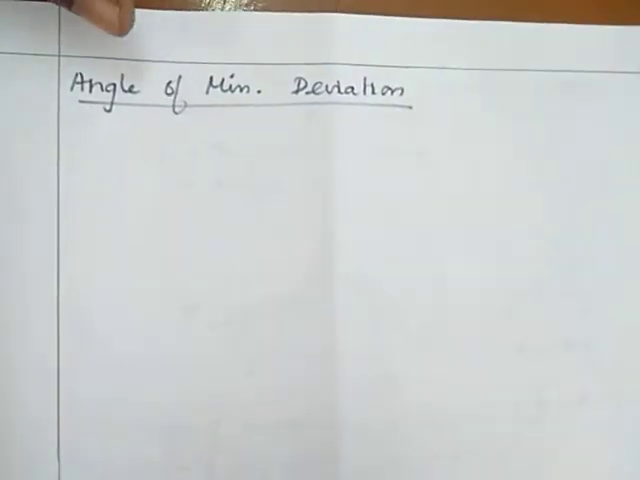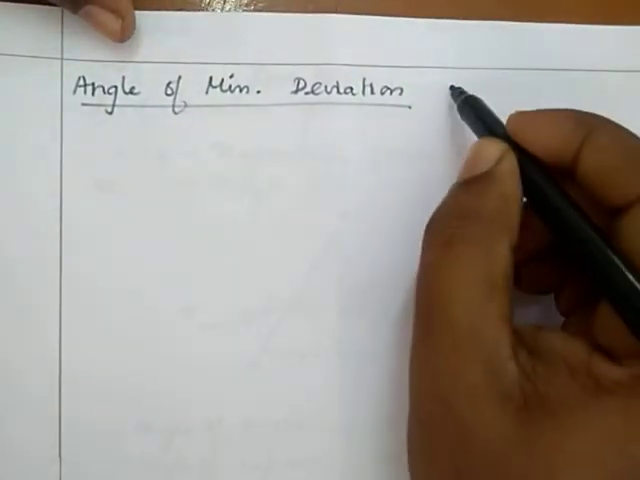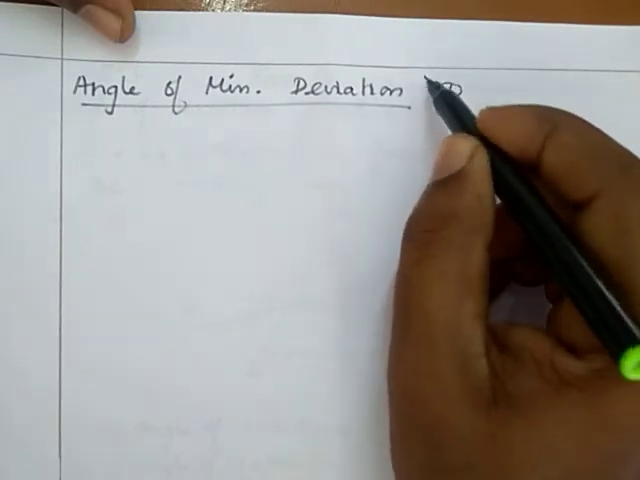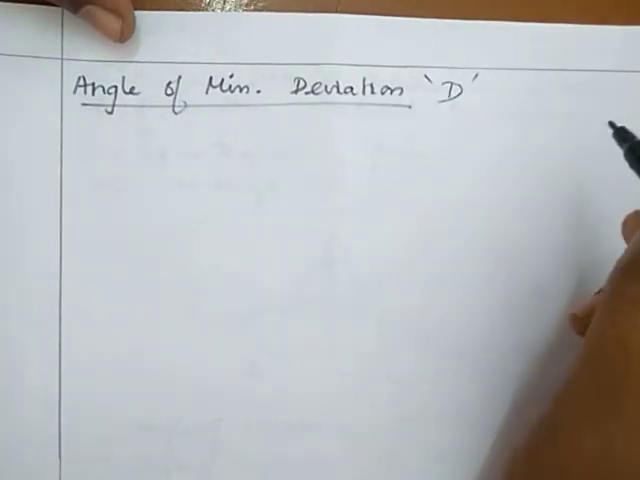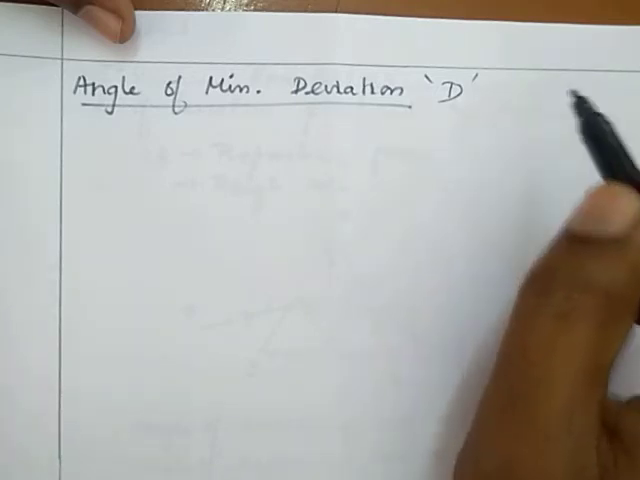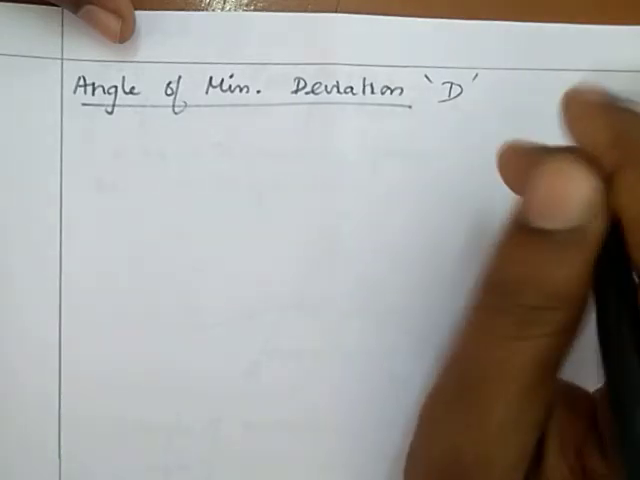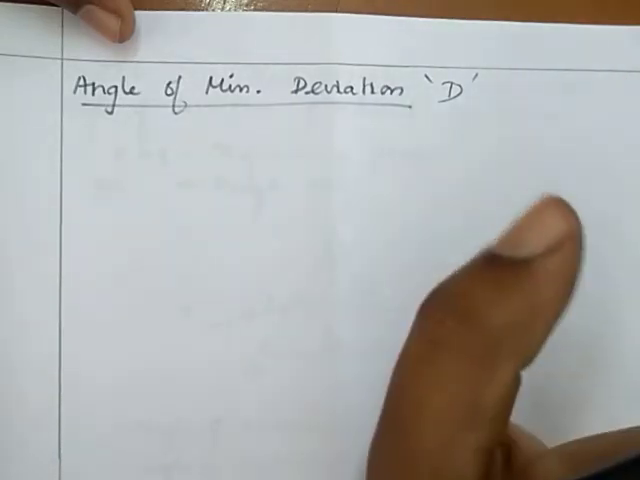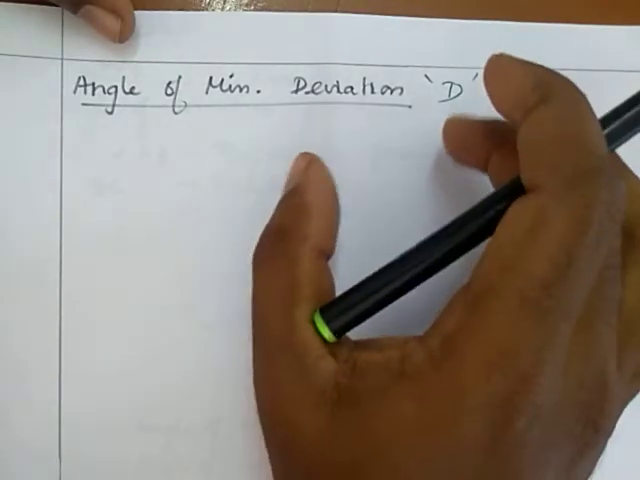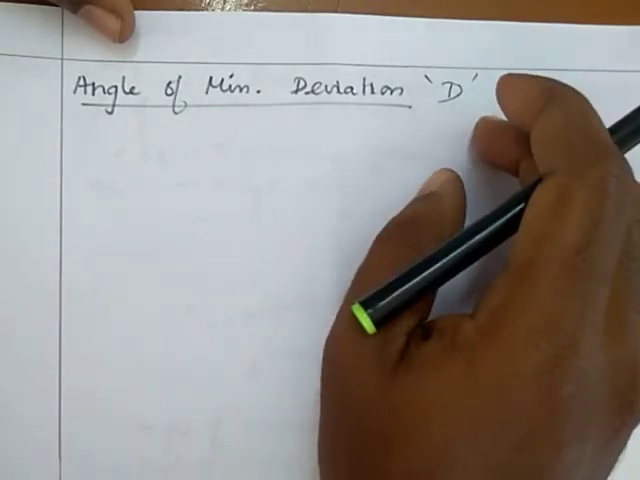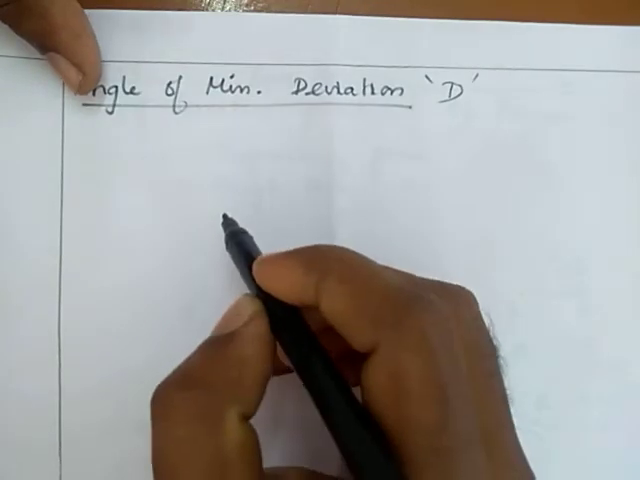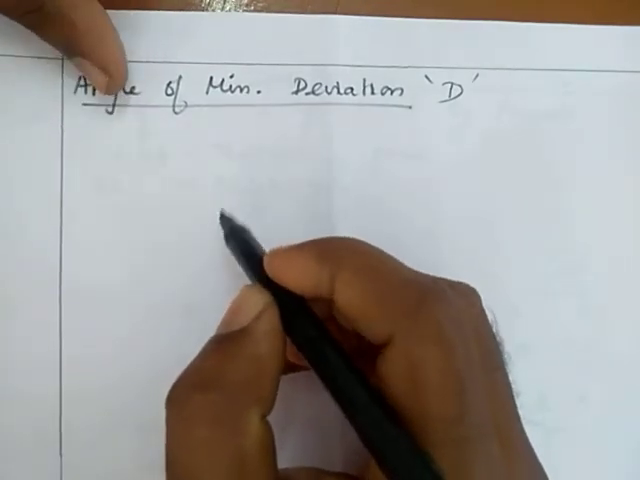Our next topic is angle of minimum deviation. Here it is represented as capital D. Angle of deviation is small d, that is d is equal to I1 plus I2 minus A. Here we find the angle of minimum deviation, that is D. Here I consider a graph between angle of incidence and angle of deviation.